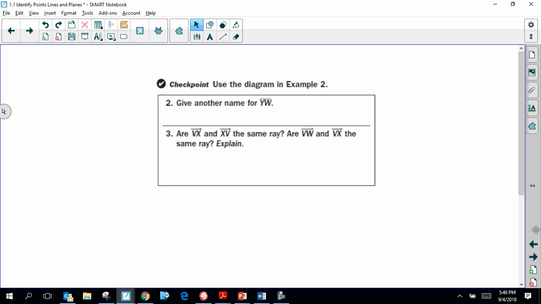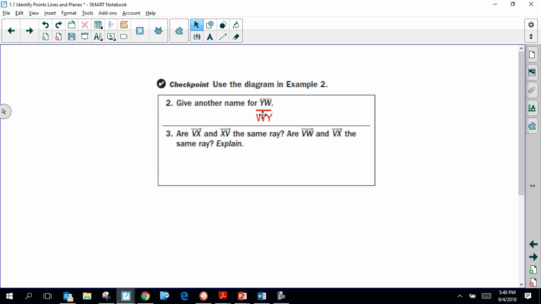All right. So ideally, you have given yourself some answers that you can compare with mine, and you're understanding everything that we're talking about and have correct answers. We're referring back to the lines that were intersecting in example 2. Give another name for segment WY. That would just be YW, I'm sorry, that would just be WY for the answer.